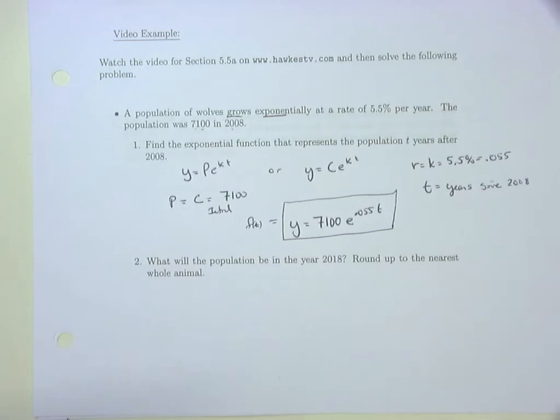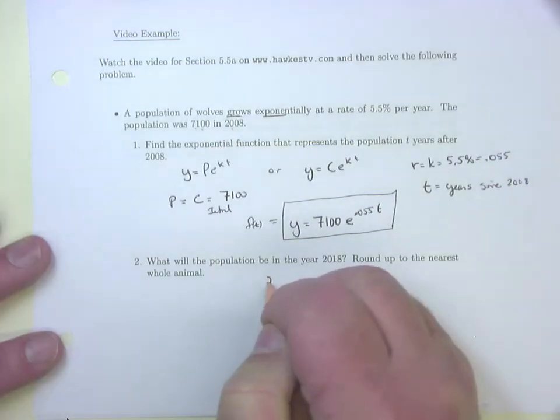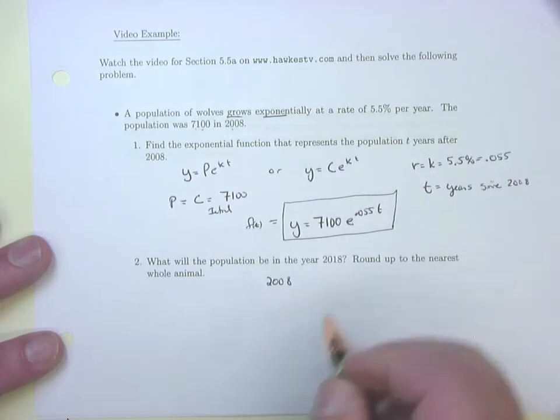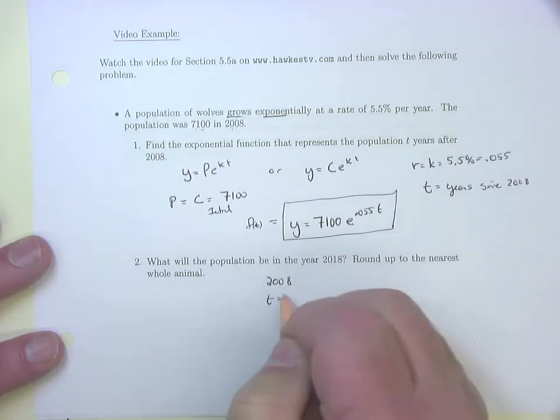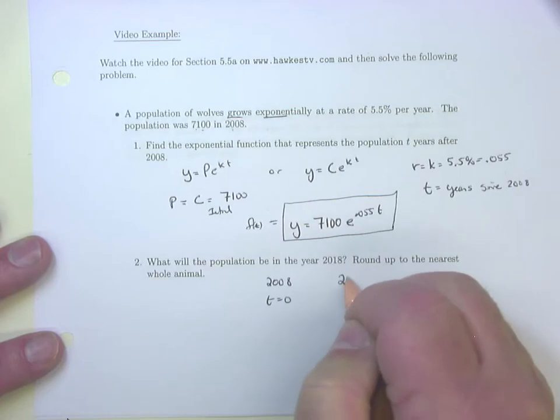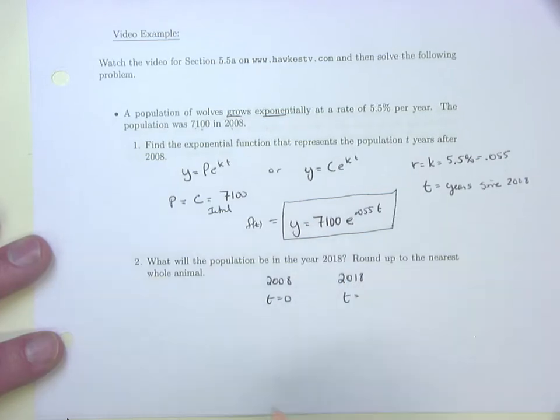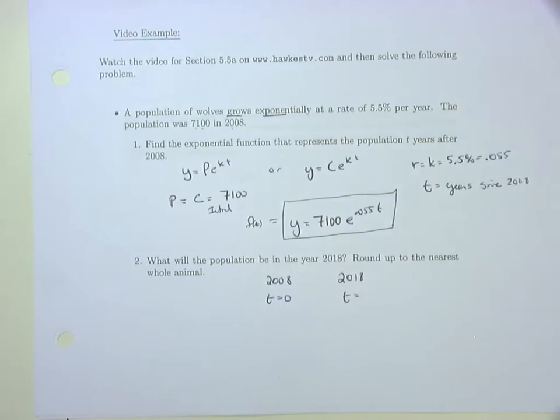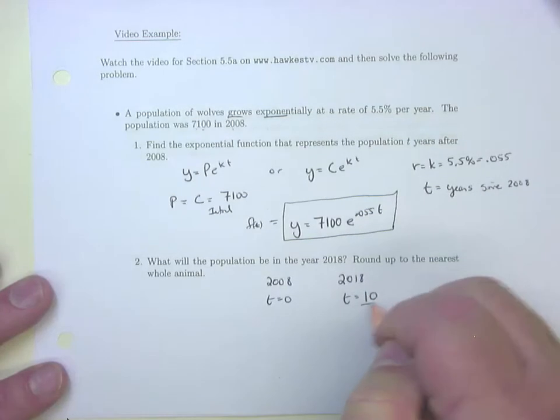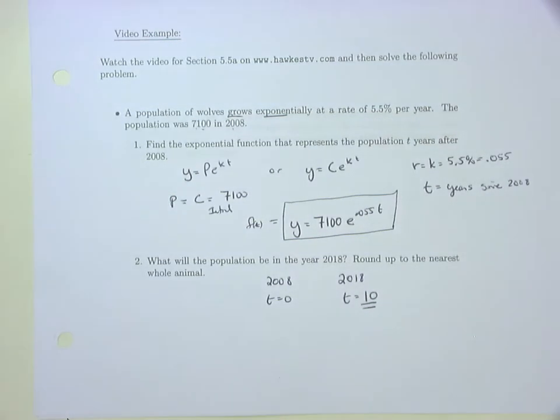Okay? Now, for part B, or number 2 here, what will the population be in the year 2018? Well, here's what you have to do here. This thing was measured in 2008. So that's when t started. In 2008, t was equal to 0. So what is t going to be equal to in 2018, when t is measured since 2008? How many years? 10 years. 2018 minus 2008 is 10 years. Does that make sense? So t equals 10.